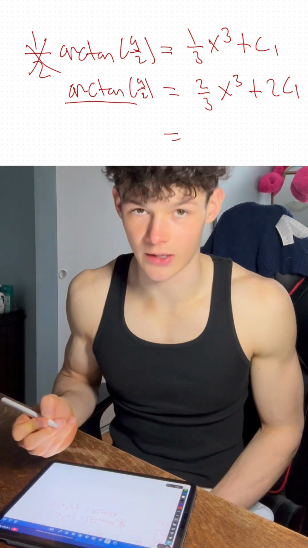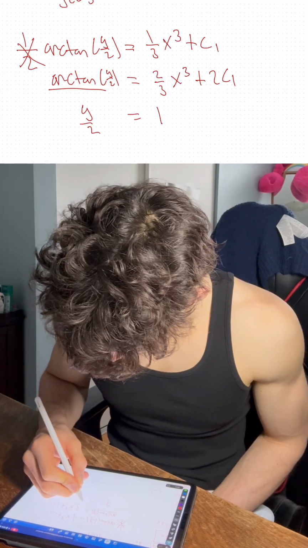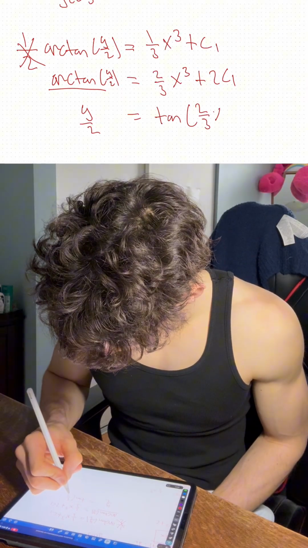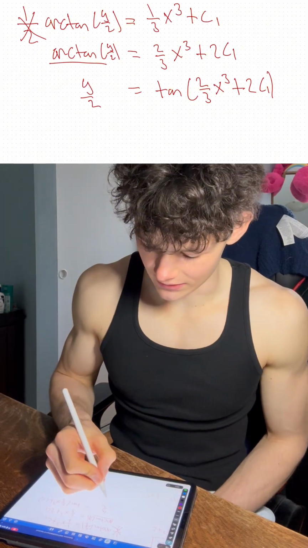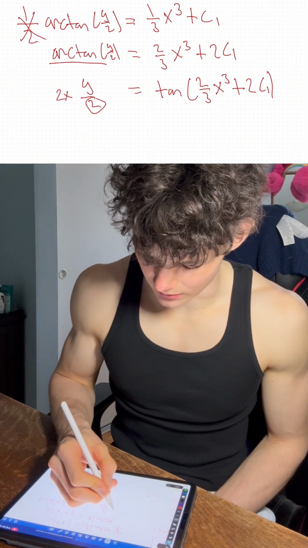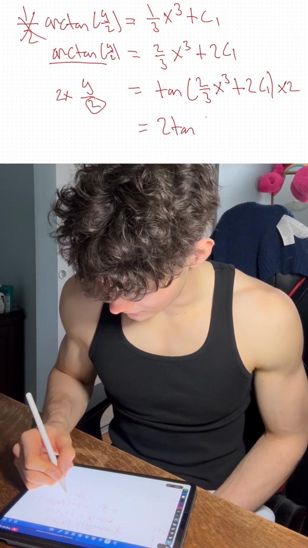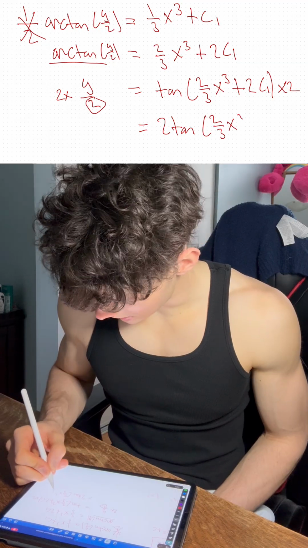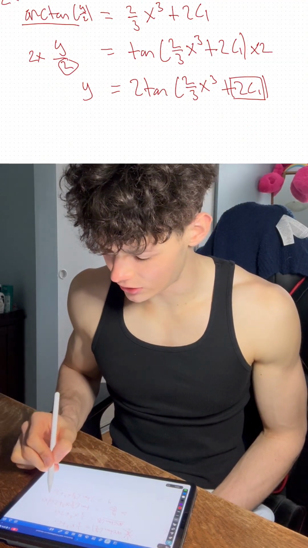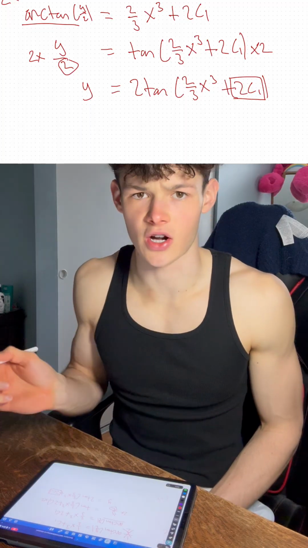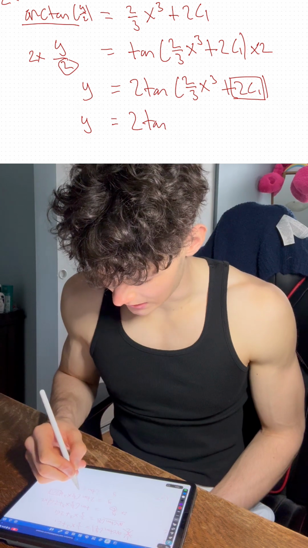How do you get rid of this arctan? Well, you just have to do the inverse. Take the tan of both sides, which will give us y over 2 equal to tan of the bracket 2 over 3 x cubed plus 2 times c1. All right, we're almost done here. We just have to get rid of the 2 that's right here. So we'll multiply this side by 2, have to multiply this side by 2, and we're going to end up with 2 tan of 2 over 3 x cubed plus 2 times c1 is equal to our y. We can rewrite the c here because 2 times a constant is just another constant. So our general solution for this differential equation would be y is equal to 2 tan times 2 over 3 x cubed plus c.